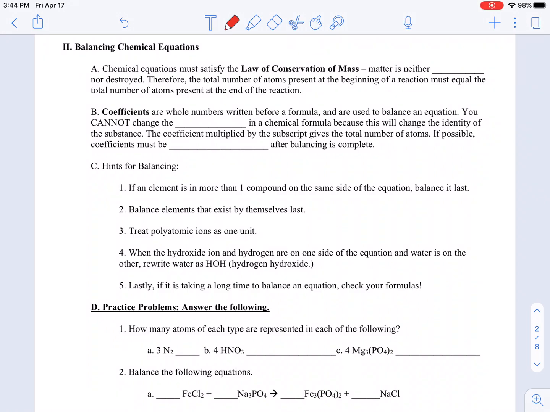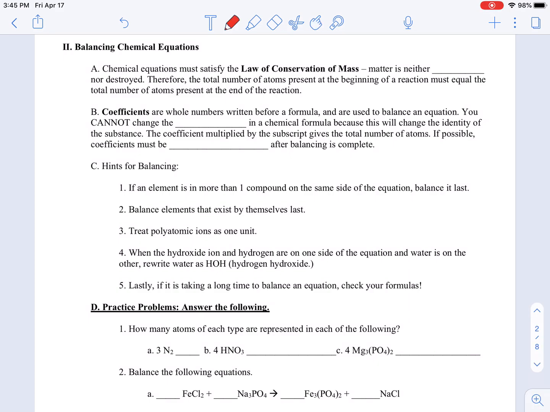Hi everybody, if you were with us for our last video, we wrote out some chemical equations, but we had an issue because it looked like the left-hand side of our chemical equation and the right-hand side of our chemical equation didn't really balance out. So that's what we're going to talk about today. We're going to talk about balancing.